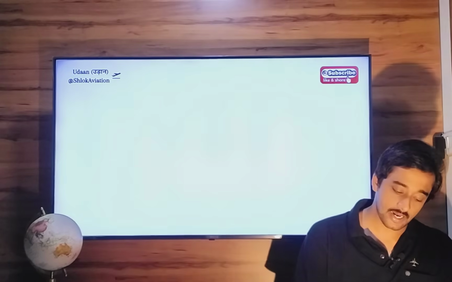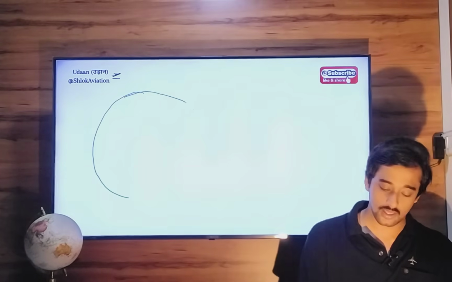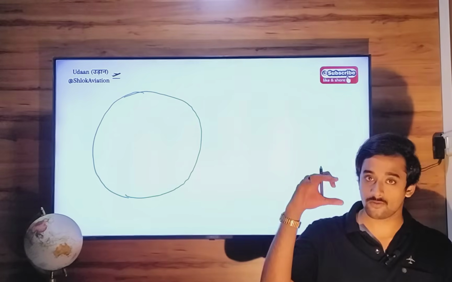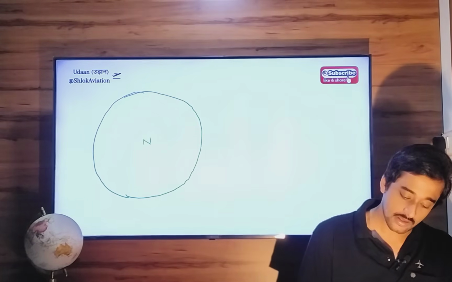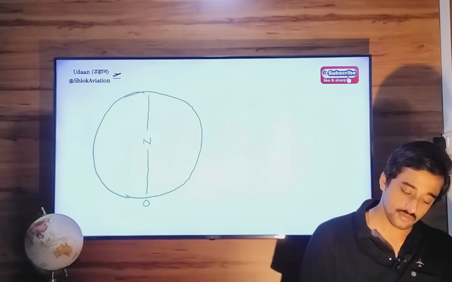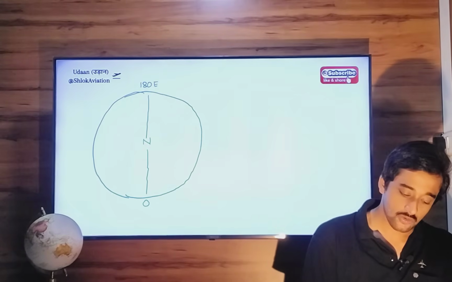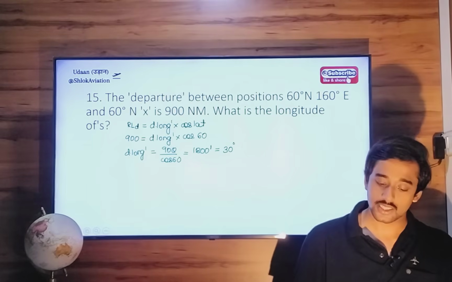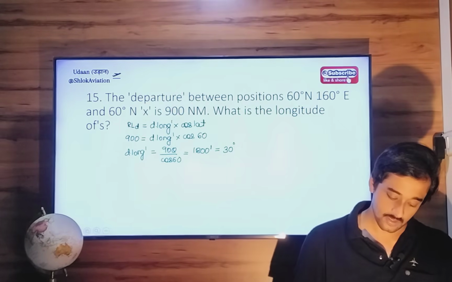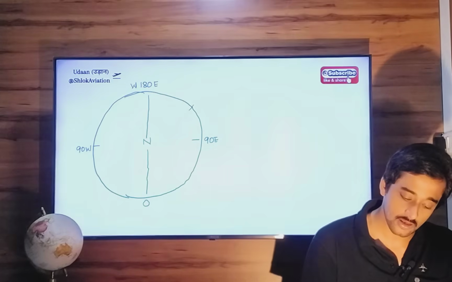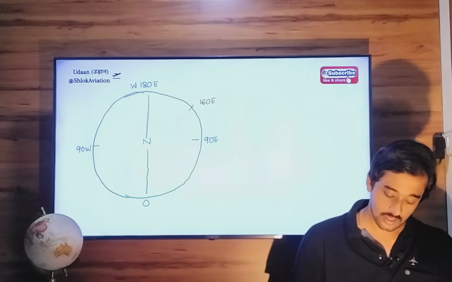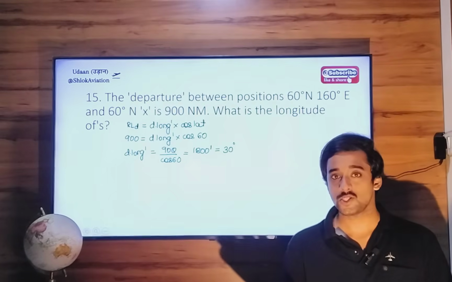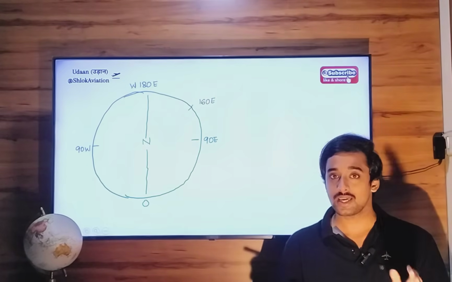So let's draw this rhumb line diagram. The rhumb line diagram is drawing the earth from the perspective of the North Pole. So north, prime meridian, 180 east, 180 west, 90 east, 90 west. So your initial position is 60 north, 160 east. 160 east will be here. D long is 30 degrees. That means your final longitude can be to the east of 160 east or west of 160 east.